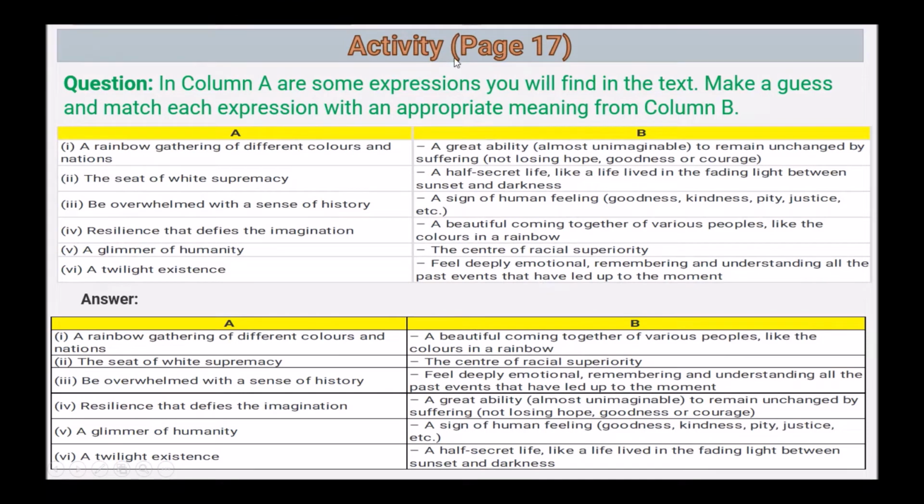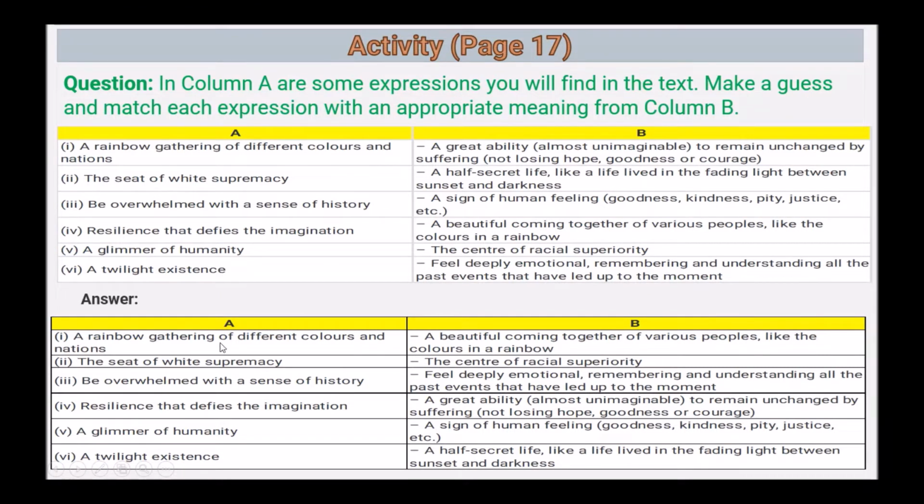The first one is the activity on page number 17. In column A are some expressions you will find in the text. Make a guess and match each expression with an appropriate meaning from column B. So these are the expressions of columns A and B. Now let's match each with the correct option.